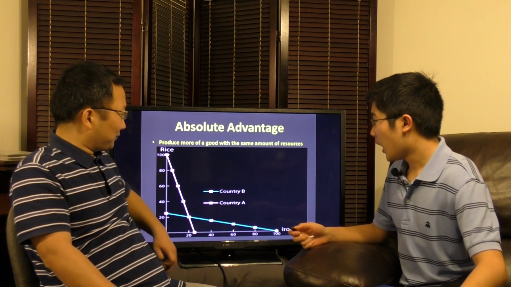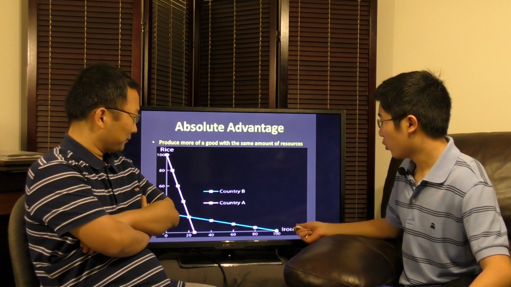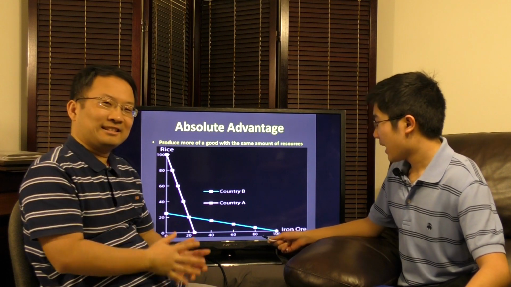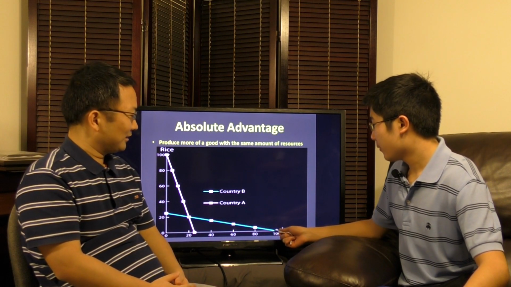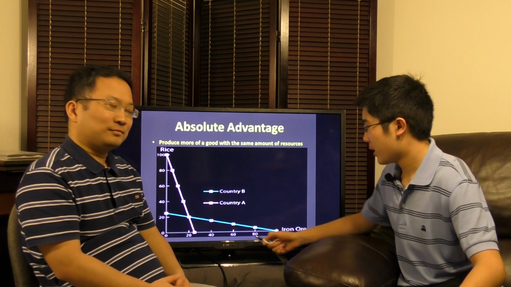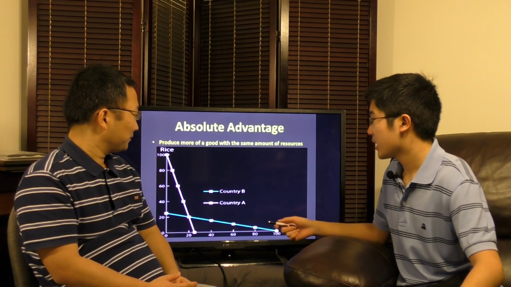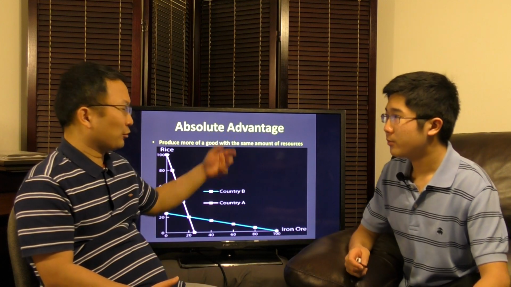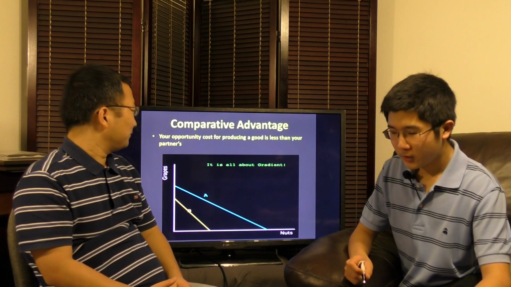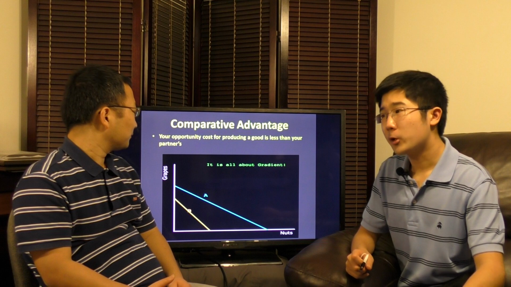And the opposite is true when it looks at iron ore. Country B at the maximum can produce 100 units of iron ore, while country A can produce around 25 units of iron ore. So of course, country B has the absolute advantage in iron ore. I think it's pretty straightforward. Now it's where it gets slightly more complex.